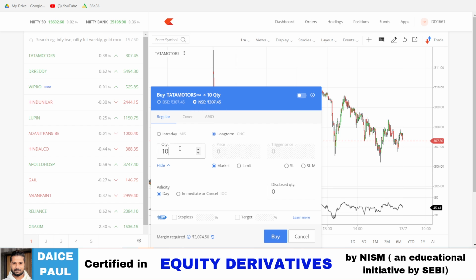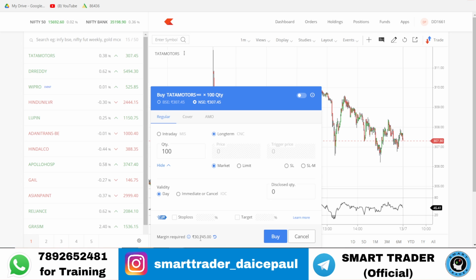Quantity, like I told you, is how many shares you want to buy based on your capital and your plan: 100, 200, all that you can buy. Okay, so you can see here, this shows your margin required. I put 100 into 307, which is basically 30,745. So that is the margin required.